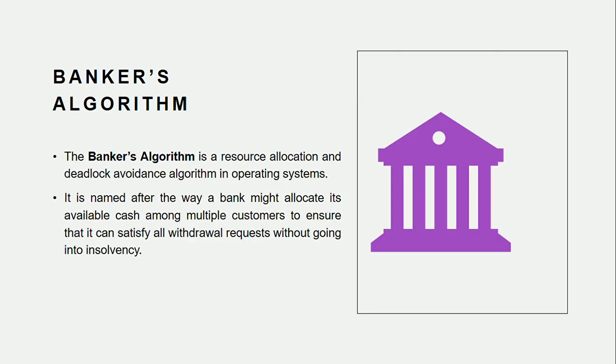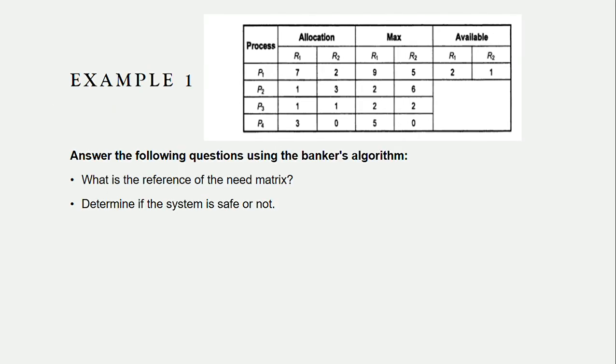Banker's algorithm is a resource allocation and deadlock avoidance algorithm in OS. It is named after the way a bank might allocate its available cash among multiple customers to ensure that it can satisfy all withdrawal requests without going into insolvency. Let us check the first example.